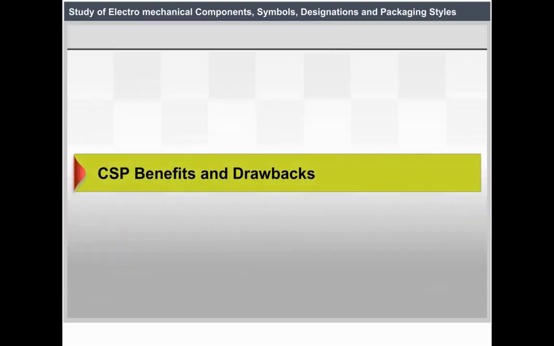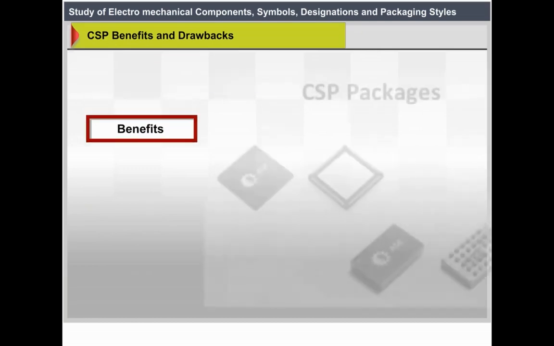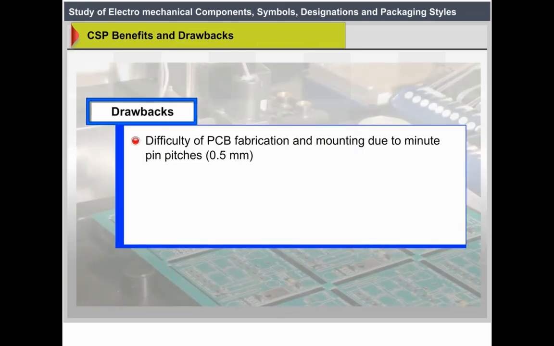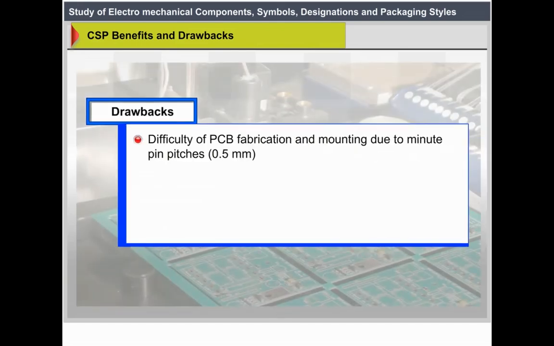CSP benefits and drawbacks. Benefits. CSP is the only way to achieve pervasive and ubiquitous computing. Further improvement in high-speed performance. Drawbacks. Difficulty of PCB fabrication and mounting due to minute pin pitches of 0.5 mm. Long-term reliability not studied. Not serviceable.